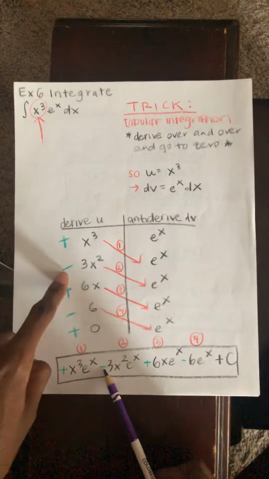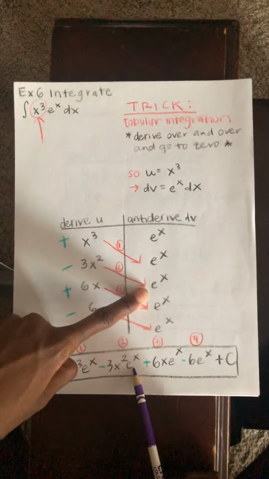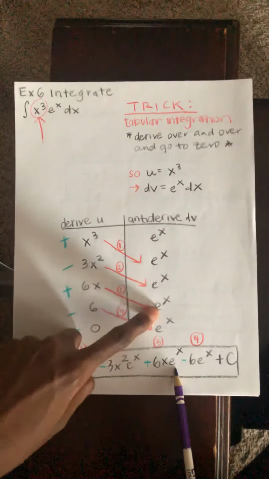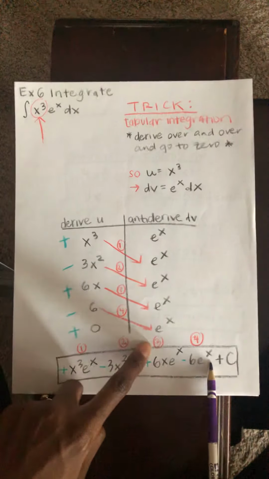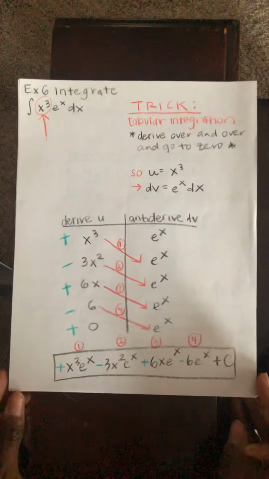Then we're going to take negative 3x squared and multiply it by e to the x. Then we're going to take positive 6x and multiply it by e to the x. And then we're going to take negative 6 and multiply it by e to the x. Because we're not evaluating it, we're going to add the plus c, and that's the answer, okay?